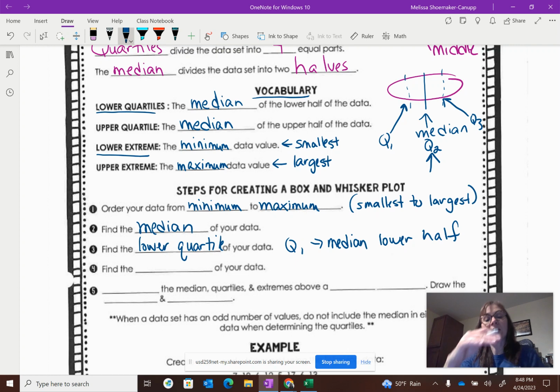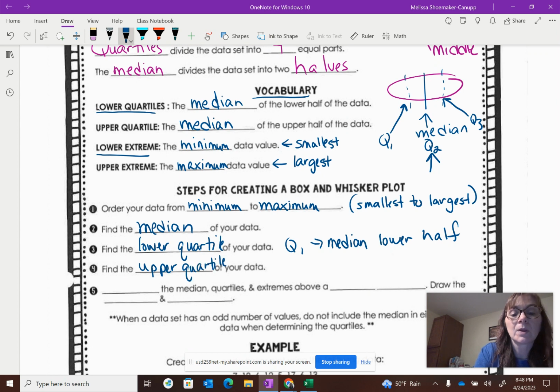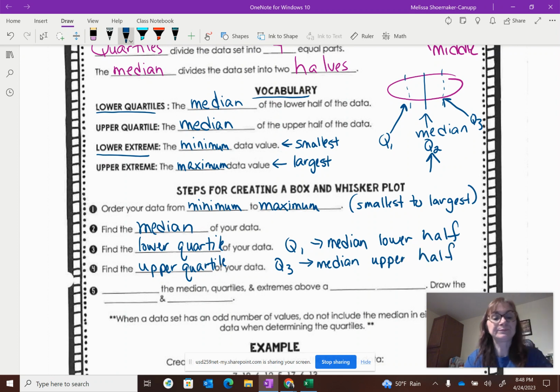Okay, then you do that same thing for the upper half. So then you find the upper quartile, which is the quartile 3, which is the median of the upper half. Okay.